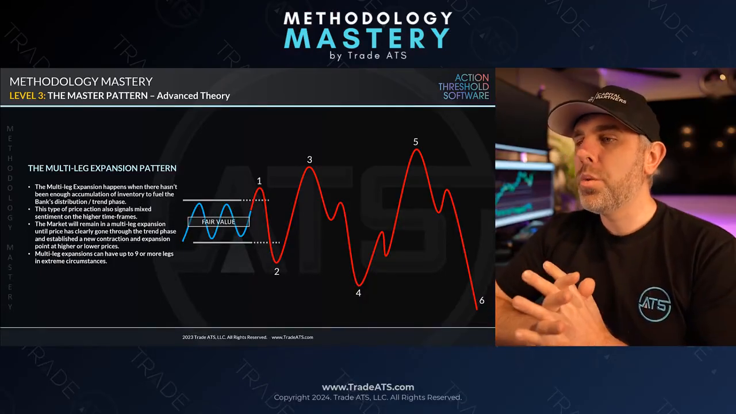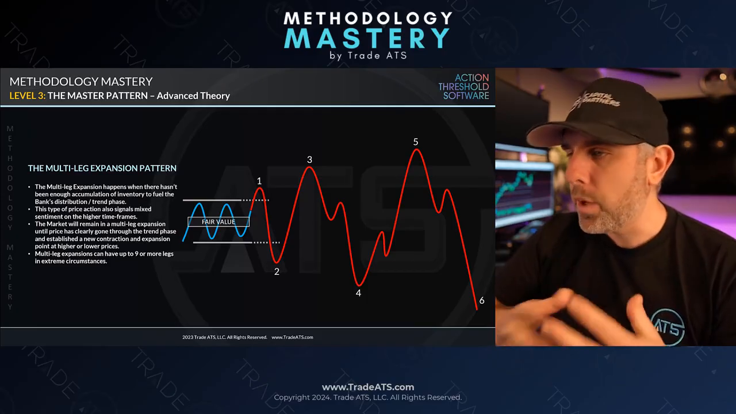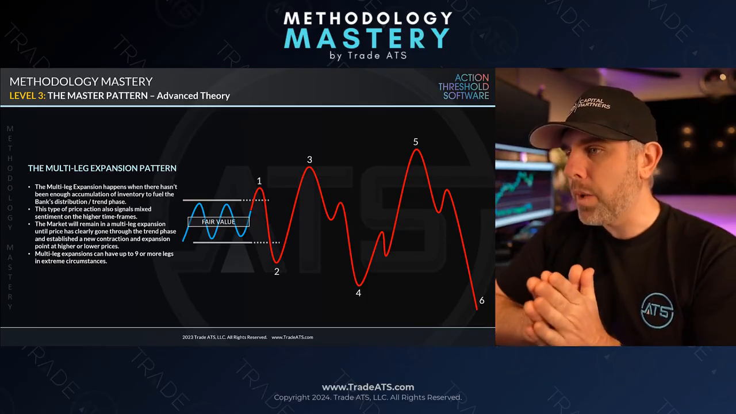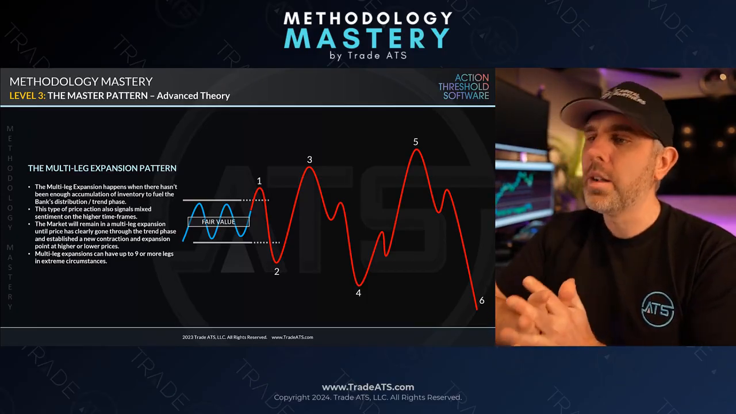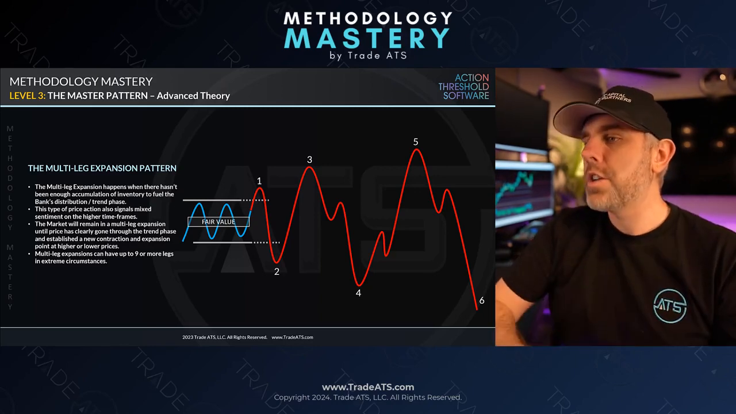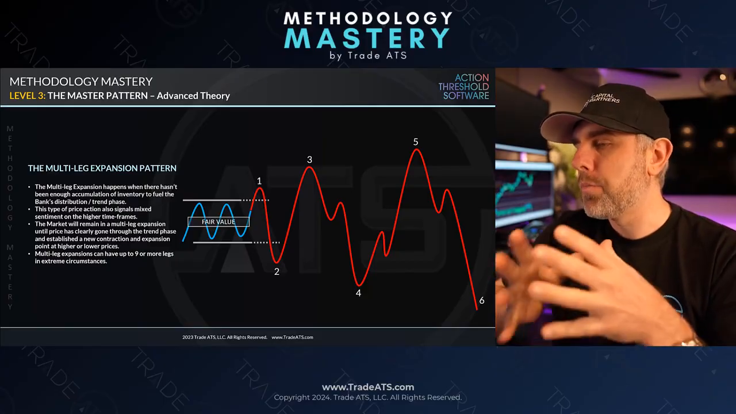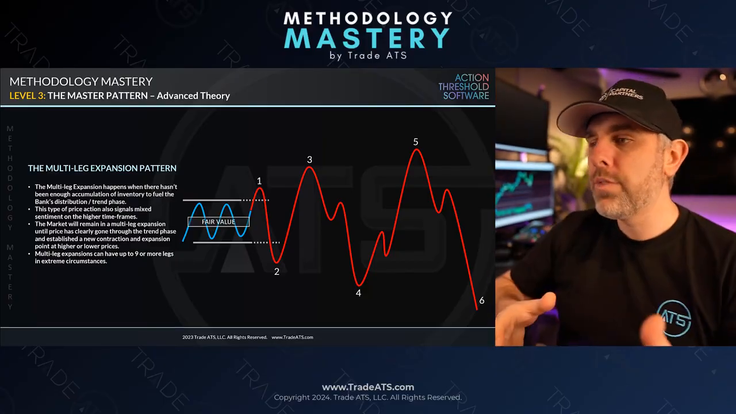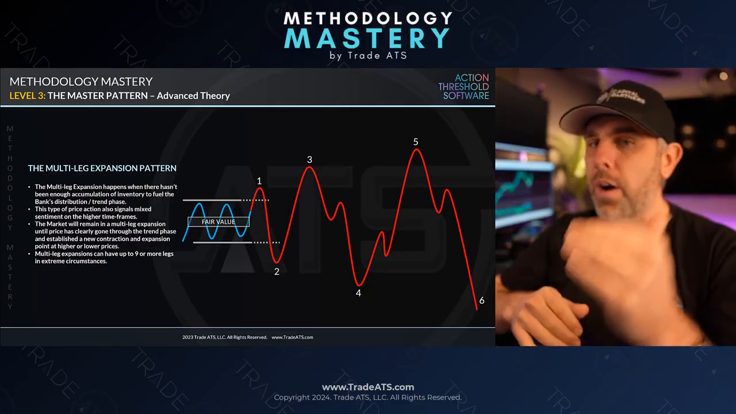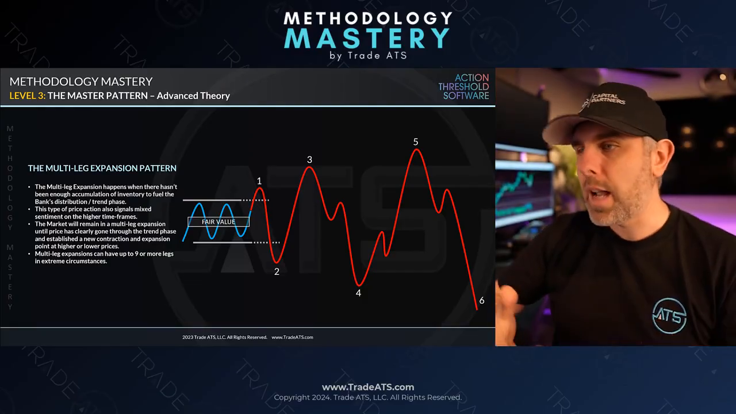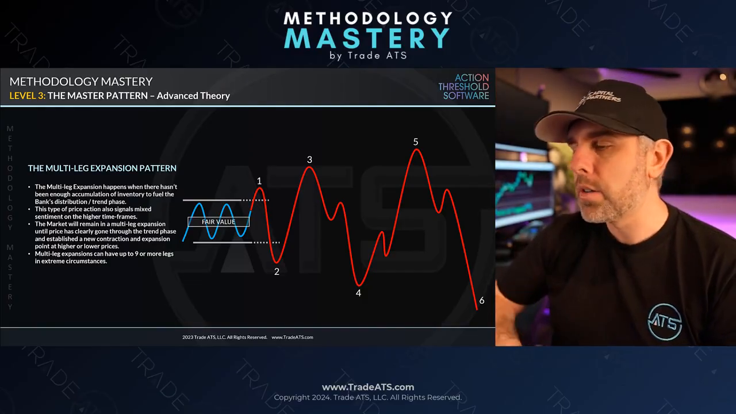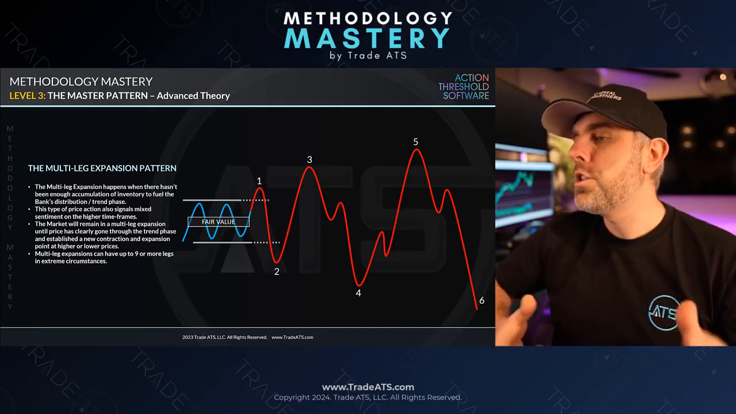So what we're doing with a multi-leg expansion, the way you could think of this, the reason why we call this the master pattern, we have fair market value, contraction. This is the expansion phase. This is a type of expansion, by the way, so just clear that up. And then we go into the trend phase, which is eventually where we move from this fair market value and establish a new fair market value at higher or lower prices. That would be the completion of 3 market phases.